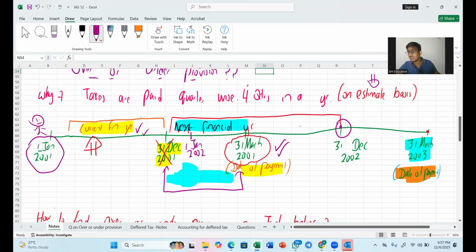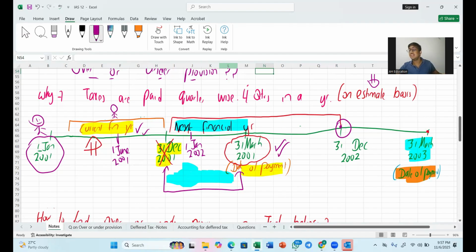Can't, right? Because he's after all a human. He's not a robot. He will not be able to exactly measure and tell how much is the actual payable for my tax expense. Another instance. Say for example, he's standing here on 1st June 2001.